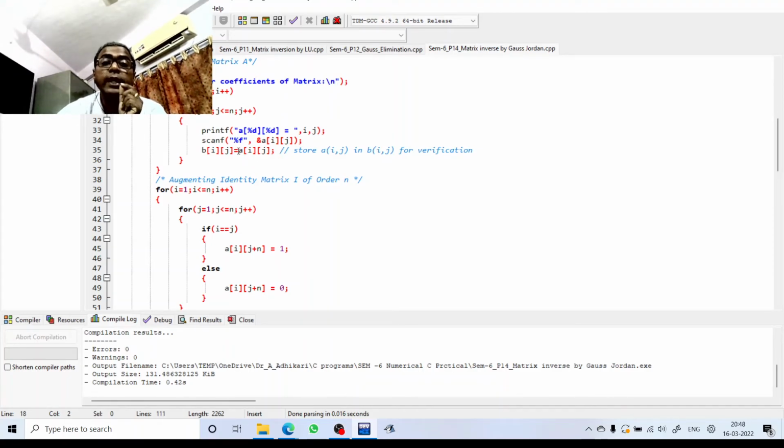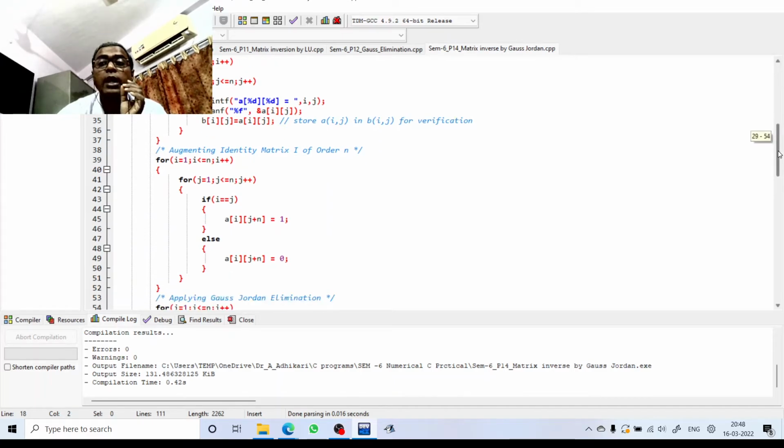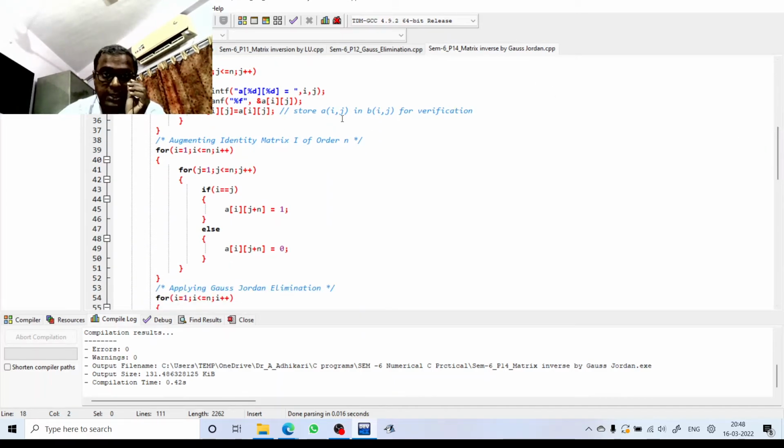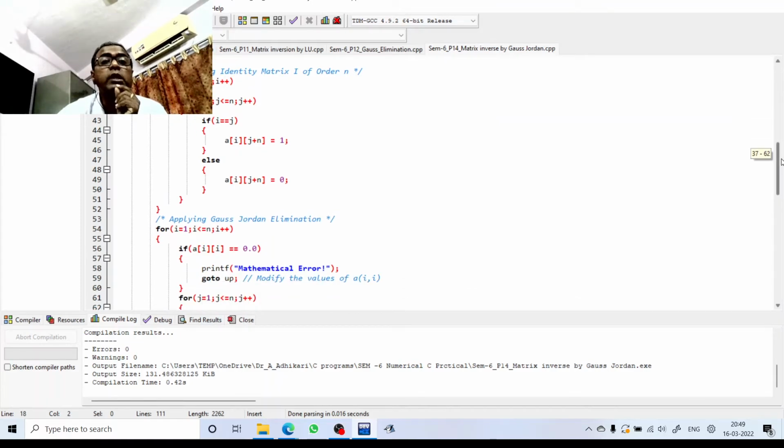Otherwise this matrix A is transformed by elementary row operations, so we store the elements Aij into another variable Bij for verification purposes. Now the augmented identity matrix I of order n. Here the augmented identity matrix is Aij plus n. Can you explain this? Aij plus n equal to 0.